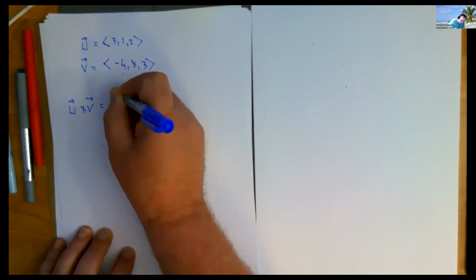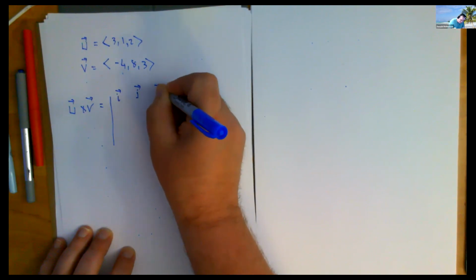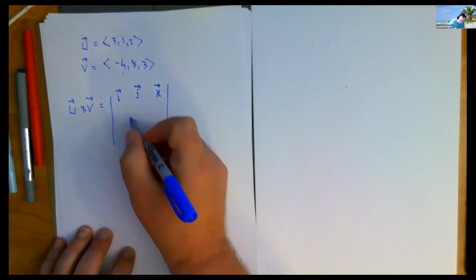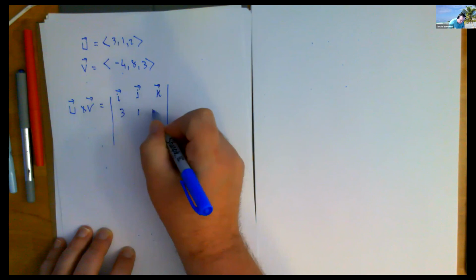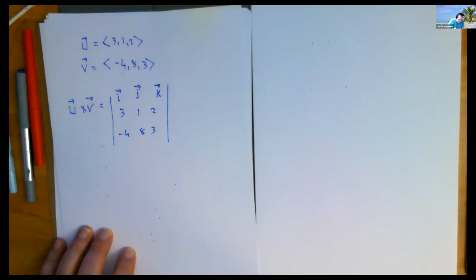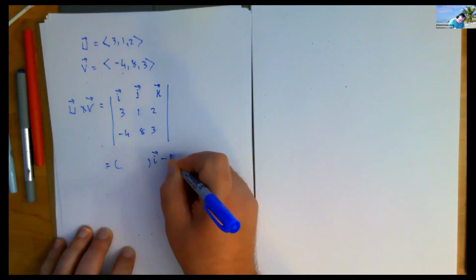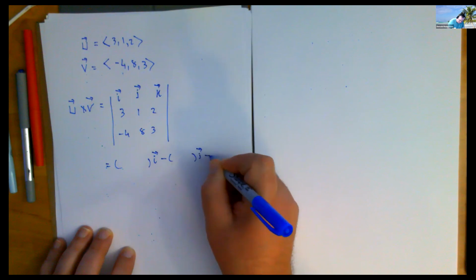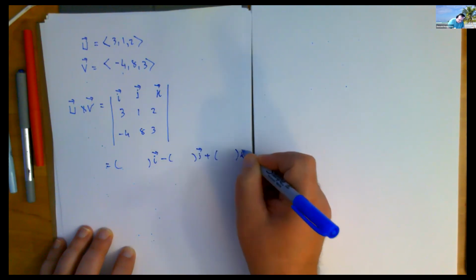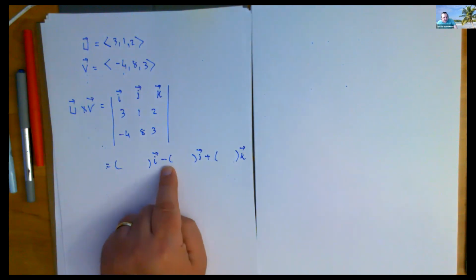You set up every single time the same way. IJK is your first row. You put in U, and then you put in V. And then it's going to be so many I's, take away so many J's, plus so many K's. Notice it's easy to miss that until you've done a few of them.